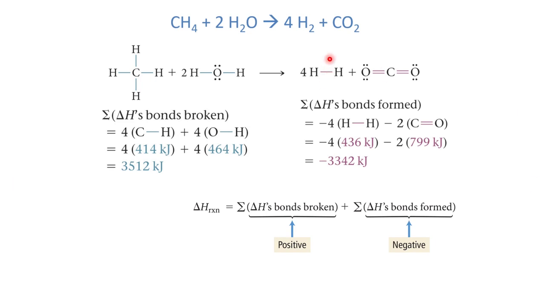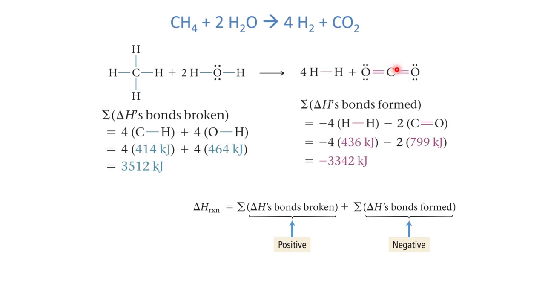We have one HH bond here, but there are 4 of them, 4 moles. So we know that we get a negative 4 times 436, which is the bond energy of HH. And then we have this C double bonded oxygen in CO2. So we have to use the correct value. And there are only 2 of those.